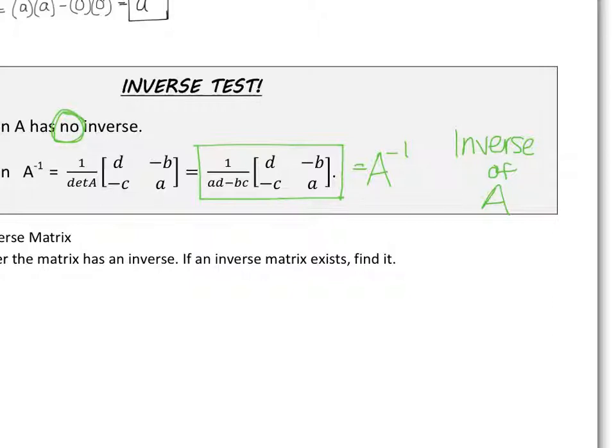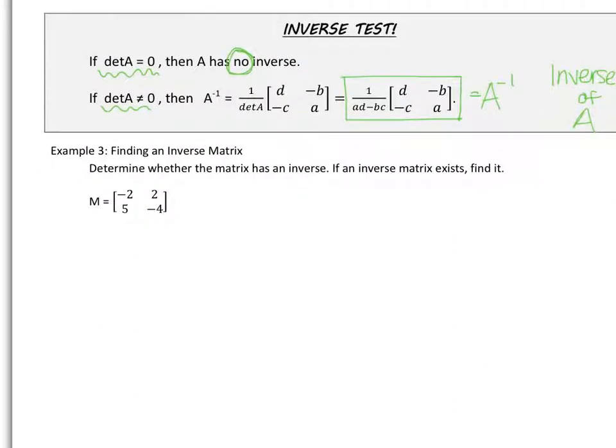Now notice what is inside got jumbled, right? It was A, B, C, D. Now it's D, negative B, negative C, and A. That's just part of this formula, is that you're going to have to switch it all up. Okay?